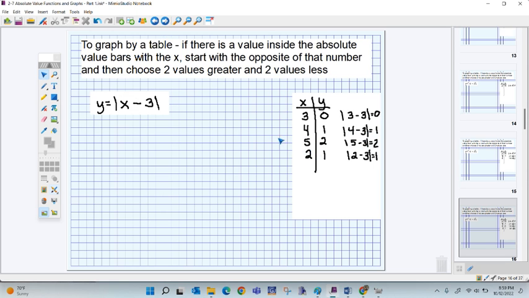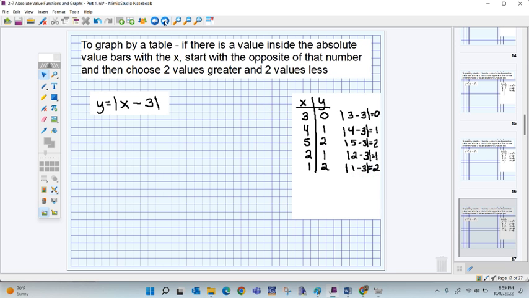I also need the other side of it though. So I need to choose a couple of values smaller than the 3. So I go the other direction. When I put in 2, 2 minus 3 is negative 1. The absolute value is 1. If I go even lower down to a 1, I plug in 1 minus 3 and I get absolute value and I get a 2.